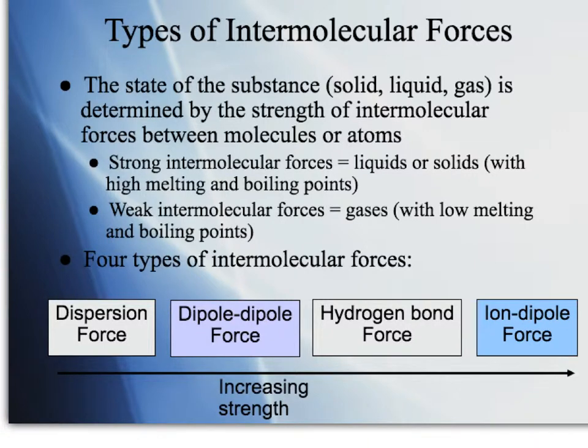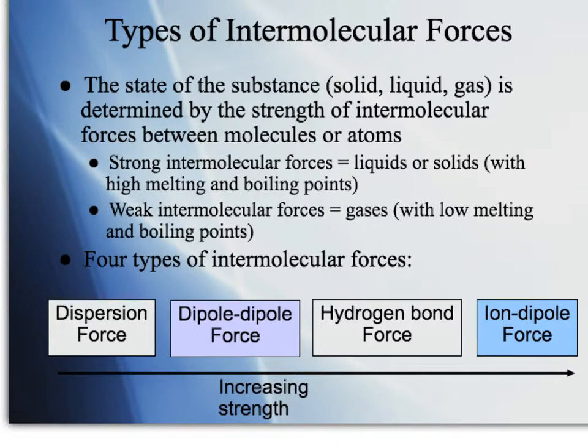The state of a substance, whether something is solid, liquid, or gas, is actually determined by the strength of intermolecular forces, or the forces that are between the molecules. So the stronger the intermolecular forces, those substances are usually found as liquids or solids. They're going to have high melting points and high boiling points because it's going to take a lot of energy to overcome the forces that are holding those molecules together.